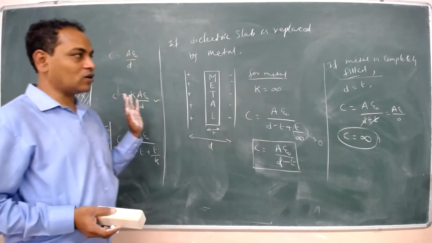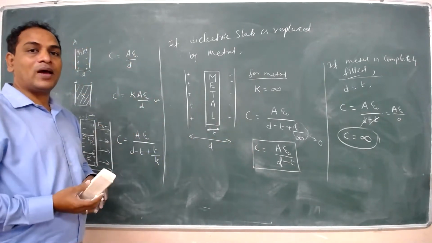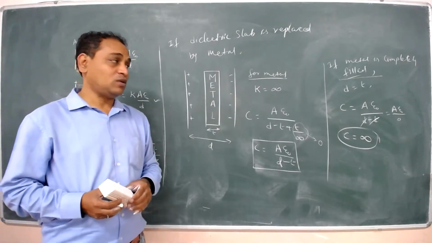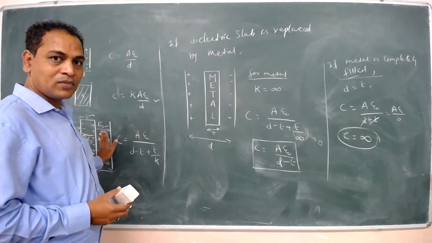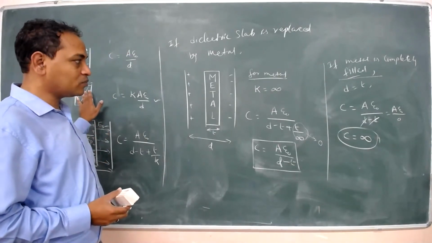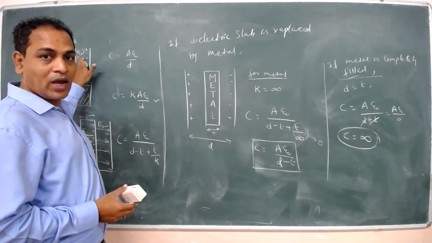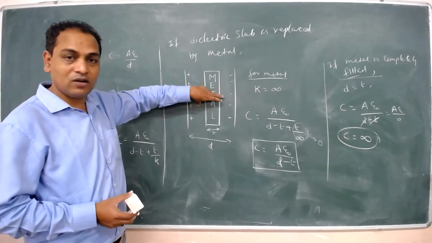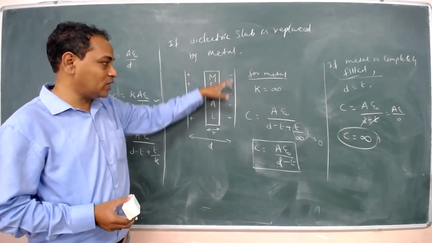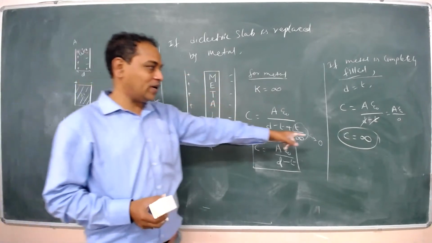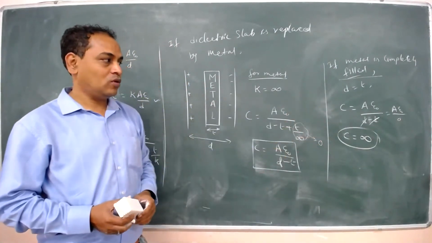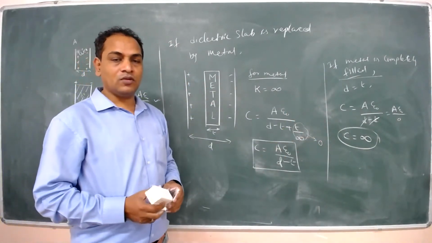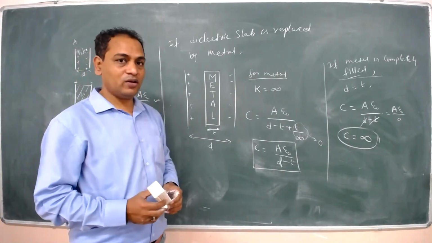So in this, we saw how we can calculate the capacitance of a parallel plate capacitor by introducing a dielectric slab, partially or completely filled, or without dielectric, and also partially metal filled. If the metal is completely filled, we can directly say that C is equal to infinity. This is the concept to be kept in mind.